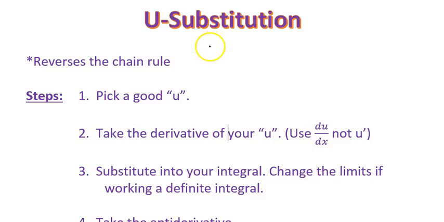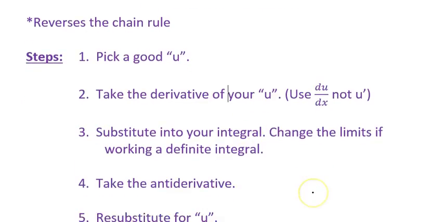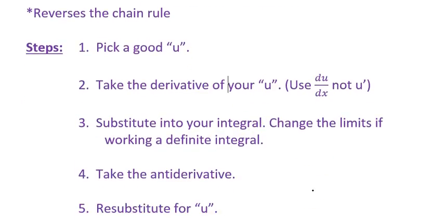This lesson is on U substitution, and U substitution is a method for finding our antiderivatives, and it reverses the chain rule. And so I'm going to go over the steps for it first, and you're probably not going to understand what I'm saying until we get to an actual example, but I want you to have these steps down first. So the first thing is you have to pick a good U.